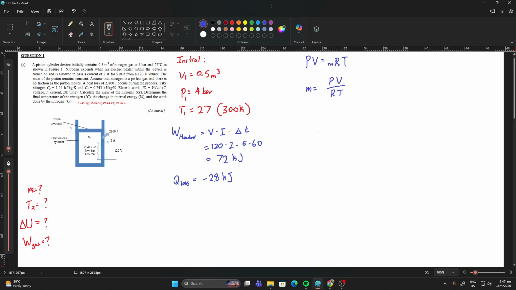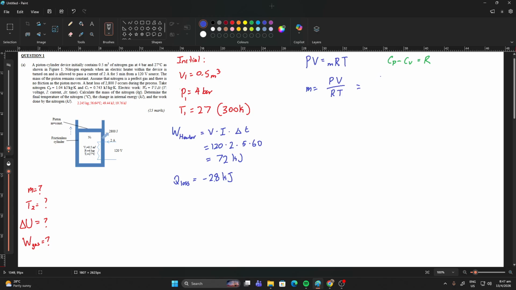Alright, do we have our PV? Do we have our RT? We do. Based on the initial condition, as you can see, we have P, we have V, we have T. Do we have R though? Remember, R is just, I'm just going to write it, Cp minus Cv equals R. So let's go ahead and sub that in.